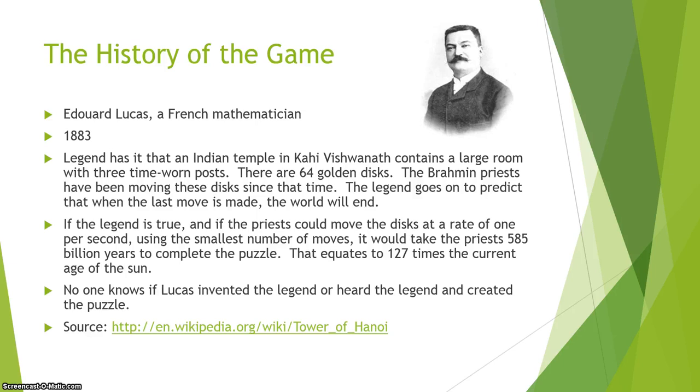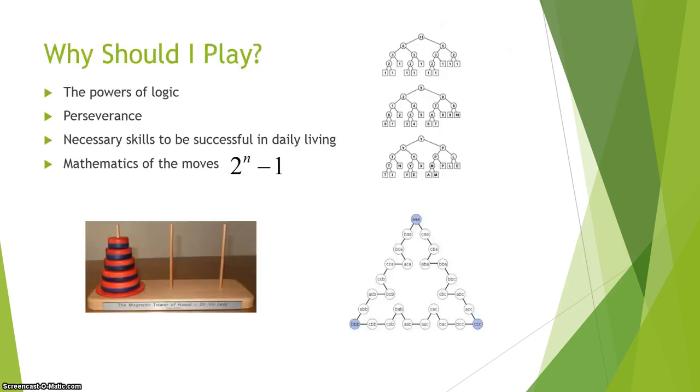The legend goes on to predict that when the priests make the last move, the world will end. If the legend is true, the priests would have to move the discs at a rate of 1 per second. Using the smallest number of moves, it would take the priests 585 billion years to complete the puzzle. So that's 127 times the current age of the sun. That would be a long time. No one knows if he invented it. I said that. Thank you, Wikipedia, for your information.